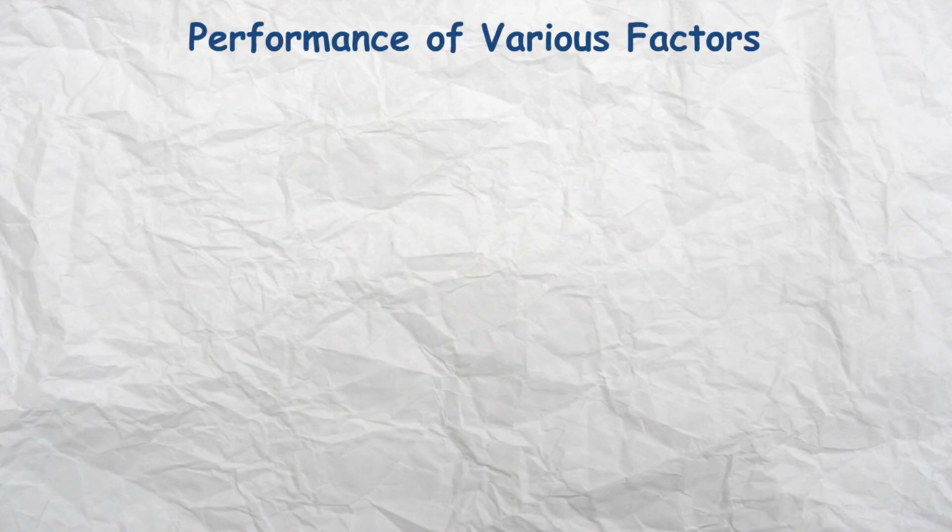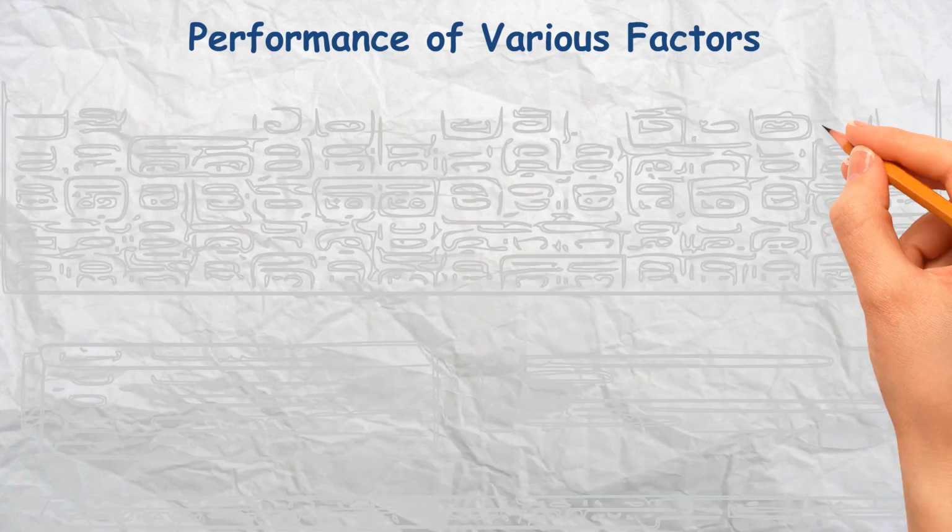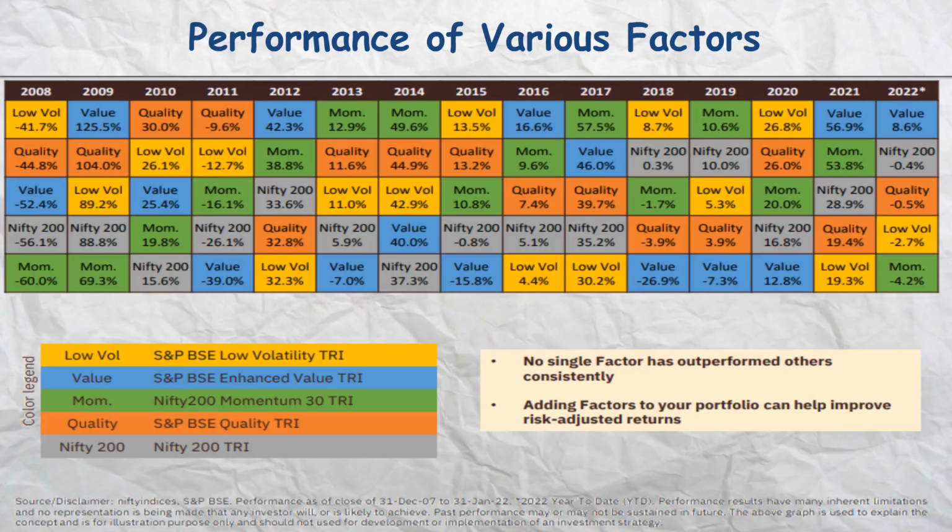Just to show you a brief performance on how these factors have performed, check the chart. We have considered returns based on 4 factors: low volatility, momentum, quality, value, along with the Nifty 200 index. If we consider the performance of the last 3 years, in 2019, momentum has delivered the highest return of 10.6%. In 2020, low volatility has delivered the highest return of 26.8%. In 2021, value has delivered the highest return of 56.9%.